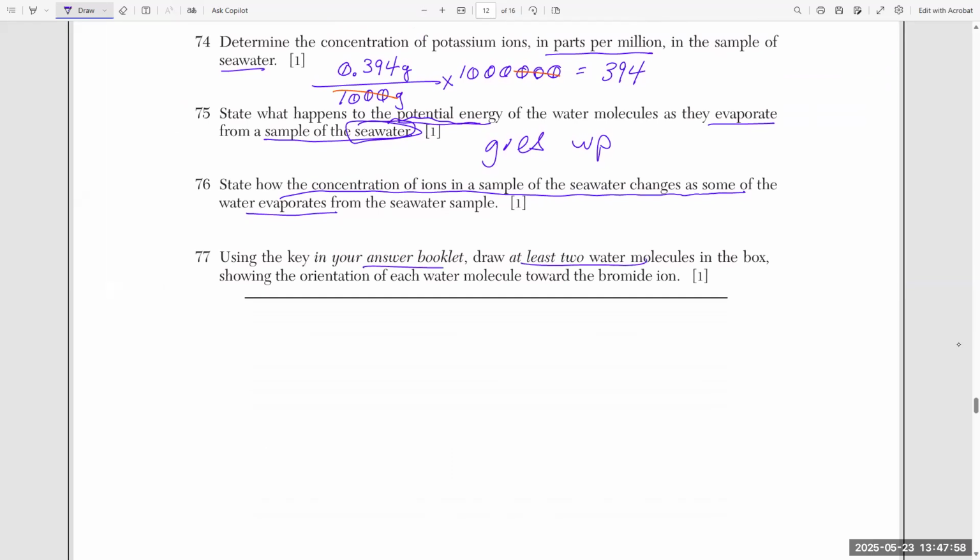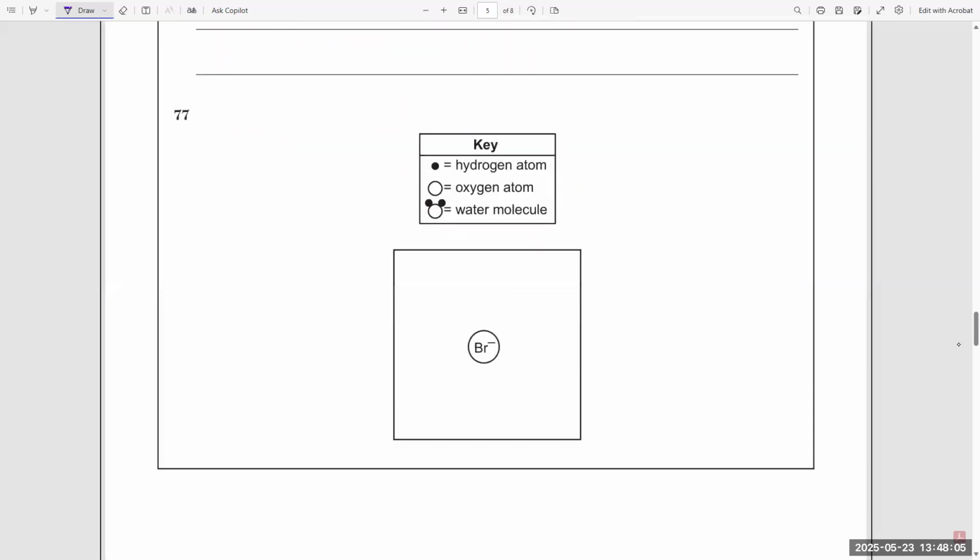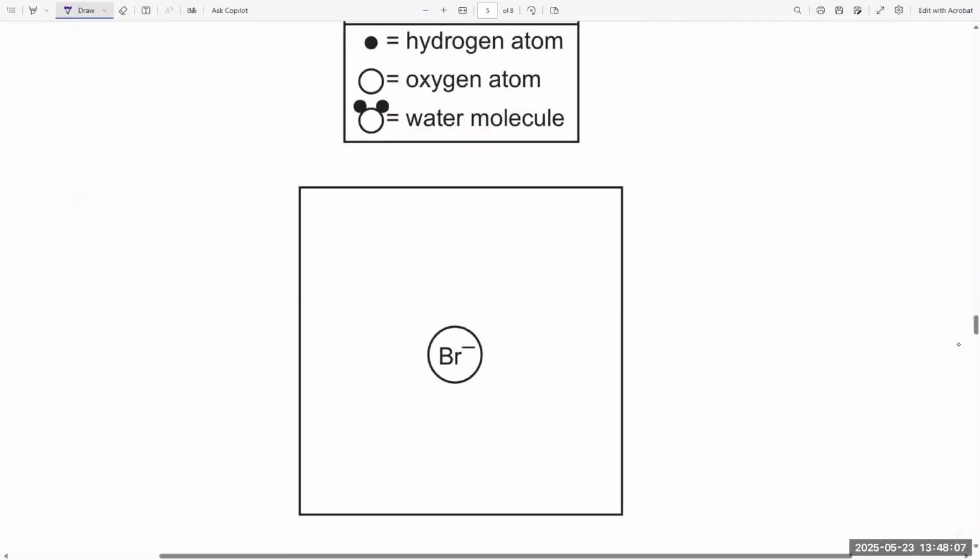Draw at least 2 water molecules in the box showing the orientation of each water molecule towards the bromide ion. All right, bromide. What do we have to notice here? We have to draw a water molecule like this. But do you remember what I said about Mickey Mouse? Which side is more positive? The 2 hydrogens, or the ears, are the positive side, and the face or the chin is the negative side. So let's go to the bromine right here. Which side of the Mickey do you think is facing towards the bromine? That's right, the ears.